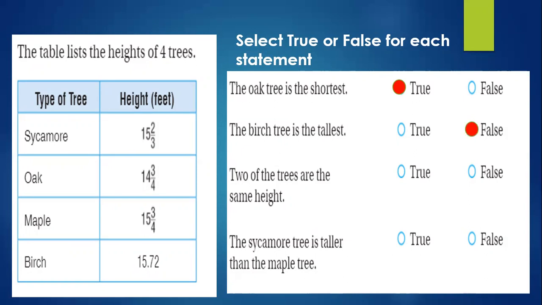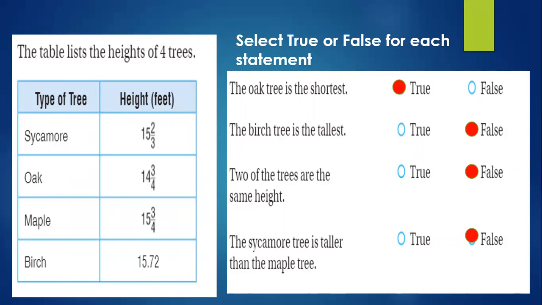Then, two of the trees are the same height. Is there any such trees with the same height? No. So that is also false. And sycamore tree is taller than the maple tree. No. Why? Because maple tree is 15.75 or 15 and 3/4, and sycamore is only 15 and 2/3. So maple tree is taller than sycamore. So the last statement is also false.